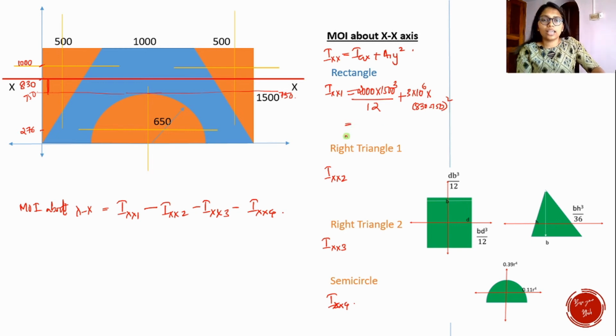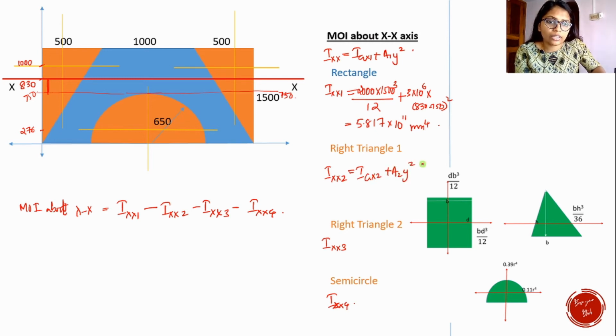Here comes your Ixx1, and the value is 5.817 into 10 raised to 11 millimeter raised to 4. Unit is millimeter raised to 4. Next is to find the moment of inertia about x-axis for this right triangle 1. Again the formula is Igx1, okay, let me write the subscript 1. Here it is Igx2 plus a2 y square.